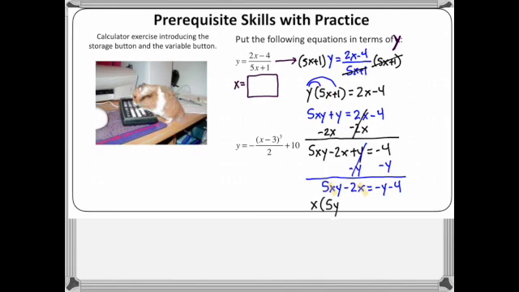That leaves us with 5y minus 2 equals negative y minus 4. And then finally, if I want to get x all by itself, I can divide each side by the 5y minus 2 and 5y minus 2. Those cancel out, and I get x equals negative y minus 4 all over 5y minus 2.